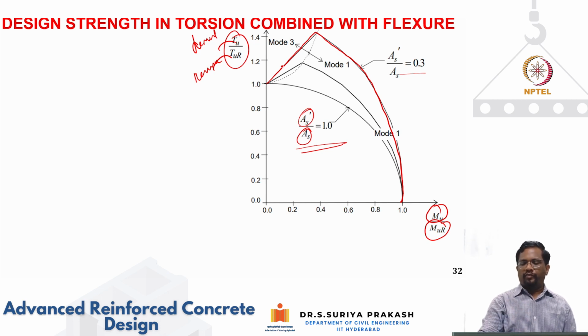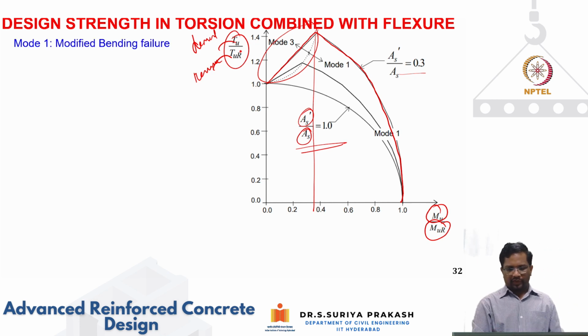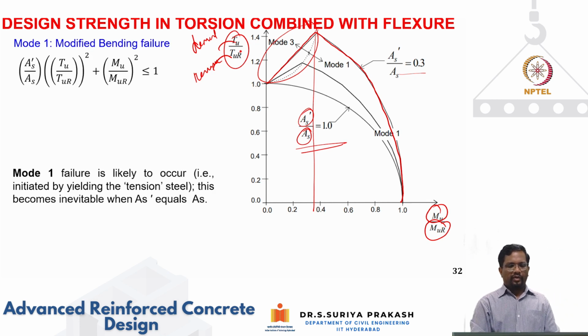For mode 1, we know that it's a modified bending failure mode, and when your AS prime by AS is this, then mode 1 can take 3 different types of curves. And mode 3 can happen when you have this. When your bending is very, very small compared to that of torsion, then you can get this kind of failure, which is a mode 3 failure. So, modified bending failure mode.